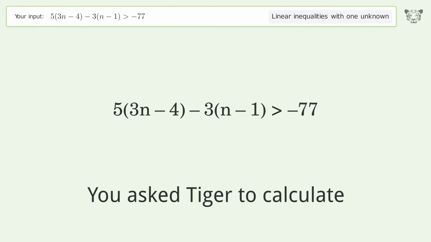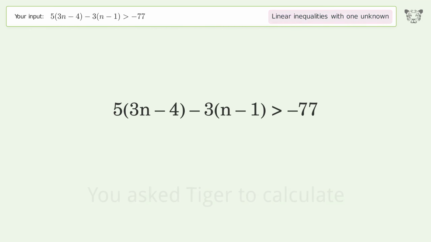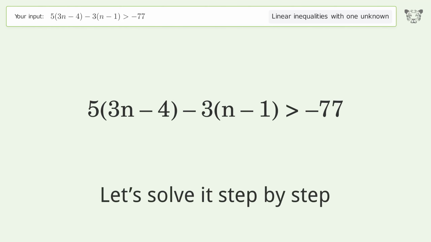You ask Tiger to calculate. This deals with linear inequalities with one unknown. The final result is n greater than -5. Let's solve it step by step.